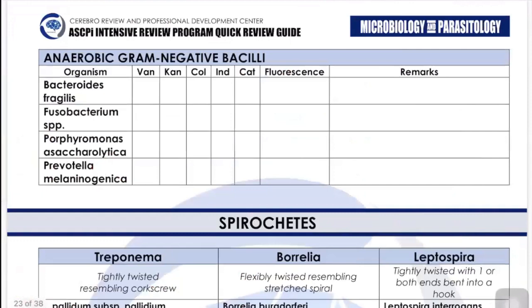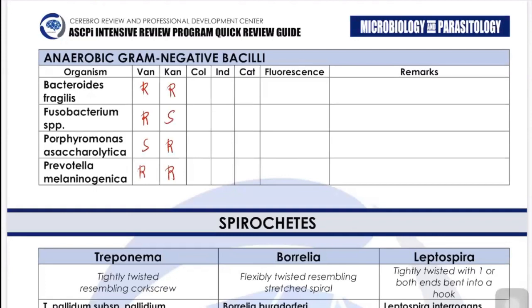And we now go to the last group for our anaerobic organisms. We have our anaerobic gram-negative bacilli. First, let's differentiate them based on their resistance or susceptibility to vancomycin, kanamycin, and colistin. All of them are resistant to vancomycin, except for Porphyromonas. All of them are resistant to kanamycin, except for Fusobacterium.